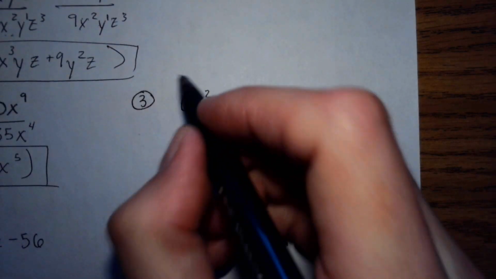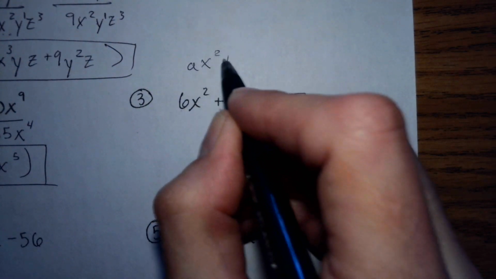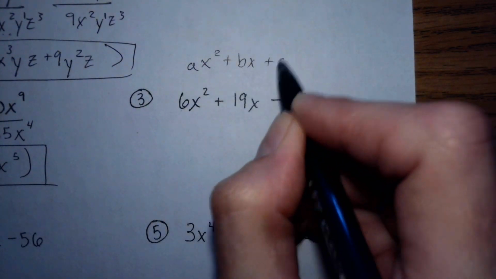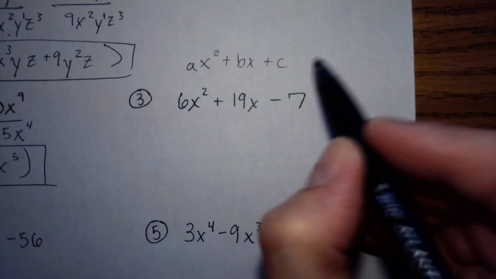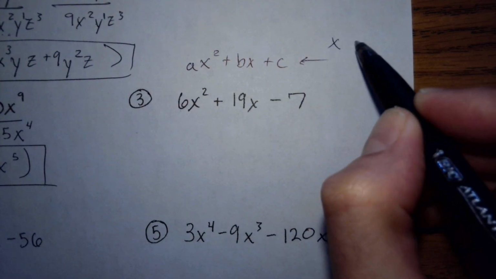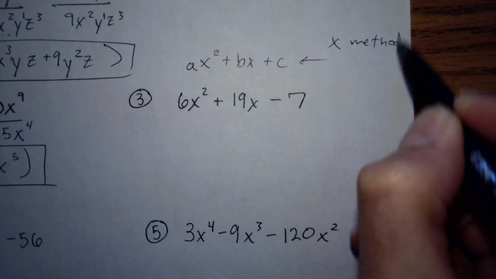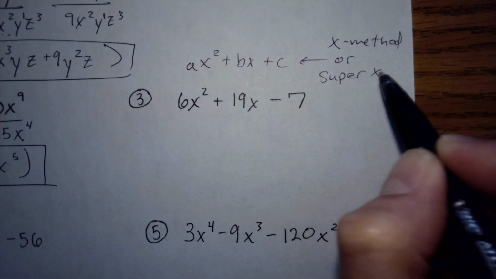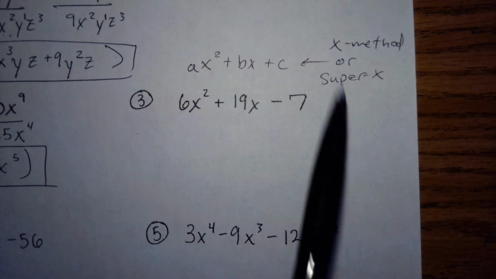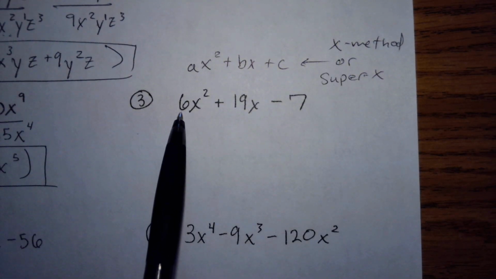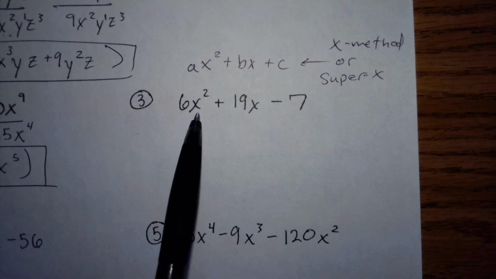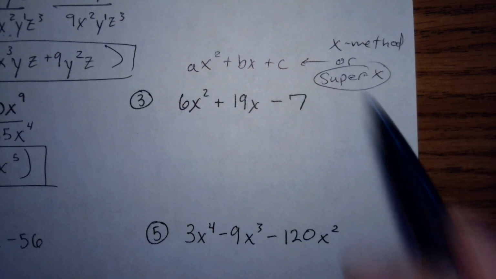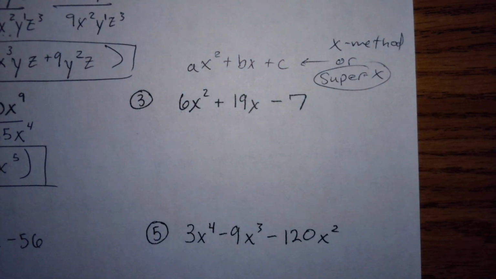However, this is ax squared plus bx plus c. This is in this form, so either this is x method or super x. And the way you can tell between the two is if you have a number in front, right next to the x squared, then it's super x. So in this case, we have a super x problem.